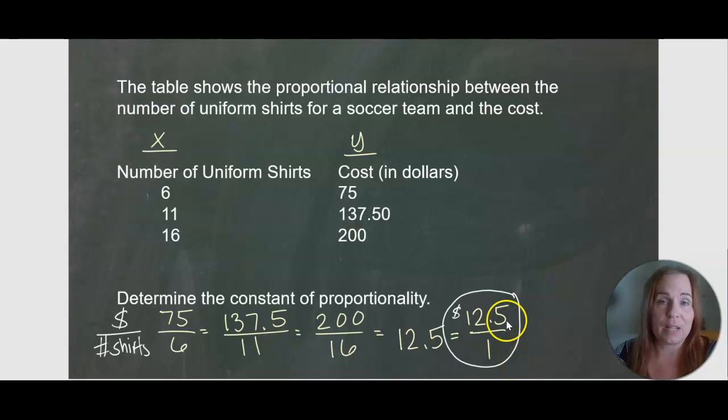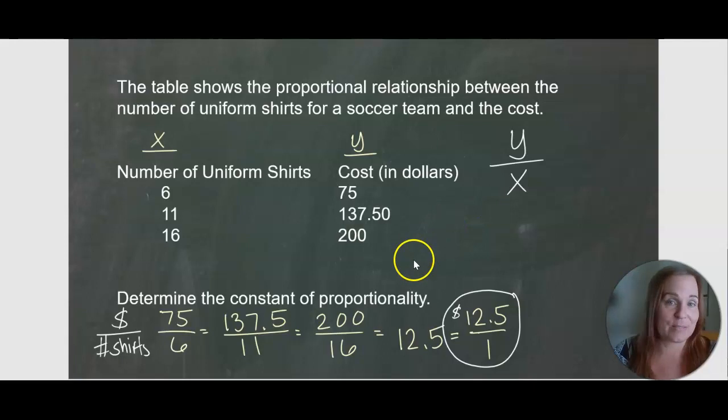Now this time, as opposed to the last video, it does matter which order I do the division. If I had done the number of shirts divided by the cost, that would not be the constant of proportionality. It would give me a decimal, and they would all be the same decimal. They would all be equal to each other, so I could show proportionality. But the constant of proportionality is Y divided by X every time. And we have a variable that we use to represent the constant of proportionality, and that variable is K. So if it says to find K, that's the constant of proportionality. All right, let's try another one.